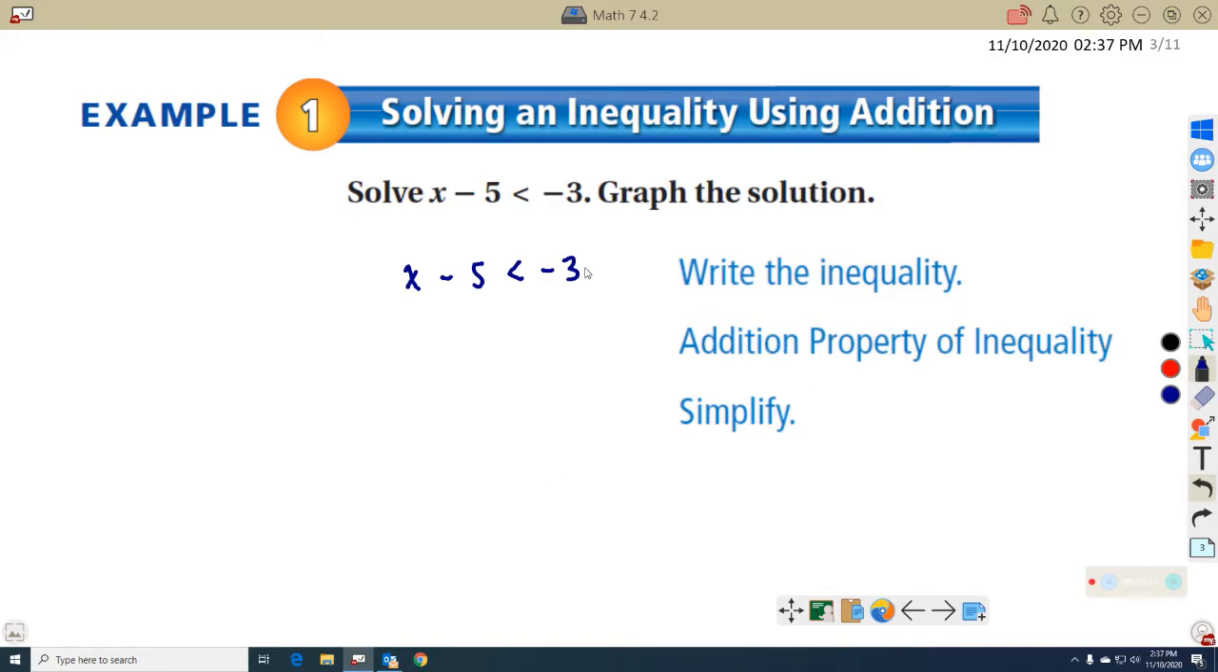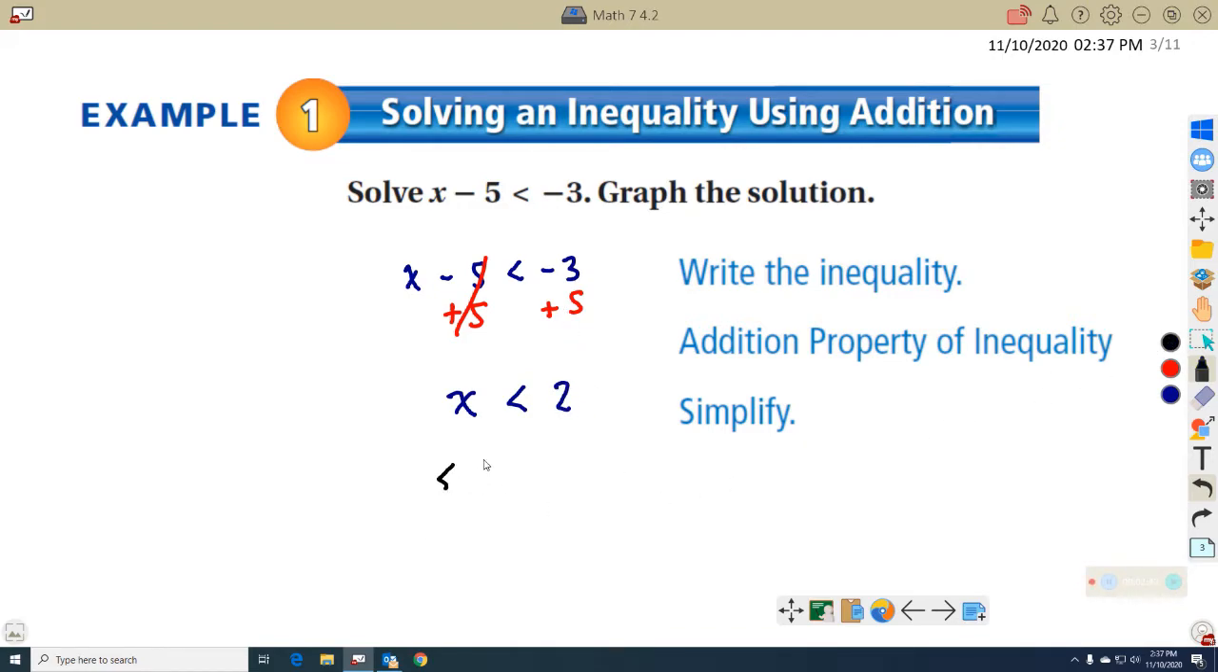And then we want to isolate the x. So what am I going to do here? I'm going to add 5 to both sides, which is my addition property of inequality. I'm adding 5 to both sides because I want to basically counteract the -5, just like you did when you did equations. So I have x. Here's my simplification. X is less than -3 plus 5, 2. X is less than 2.